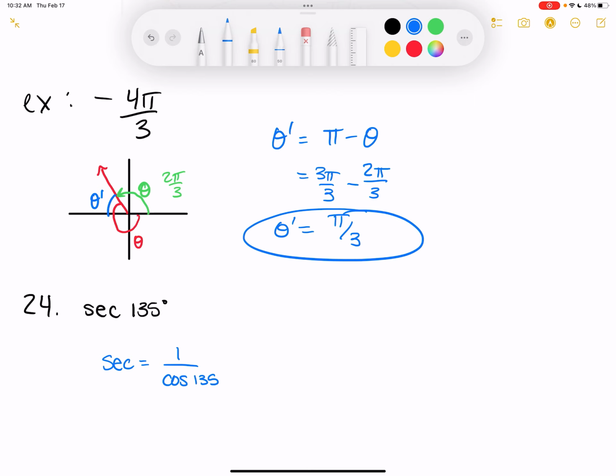Okay. So I'm going to go to my unit circle, and I'm going to look for the cosine of 135 degrees, okay? So I'm going all the way around. 135 is here. Which value is cosine? X or Y? It's the X, right? Okay, so cosine is x, so it's going to be this negative root 2 over 2. So this is 1 over negative root 2 over 2.